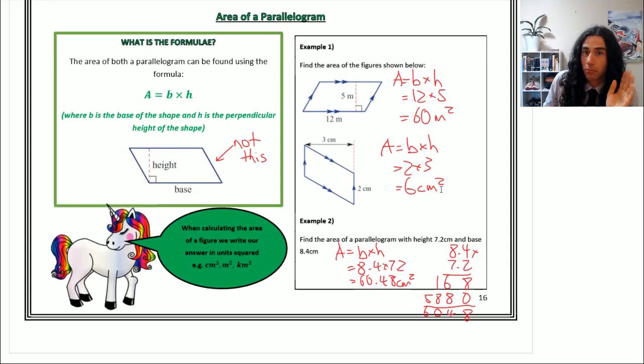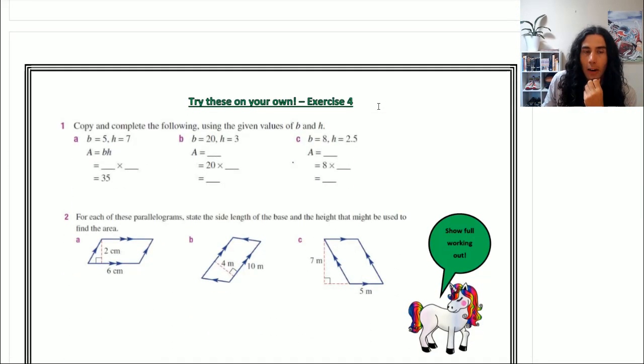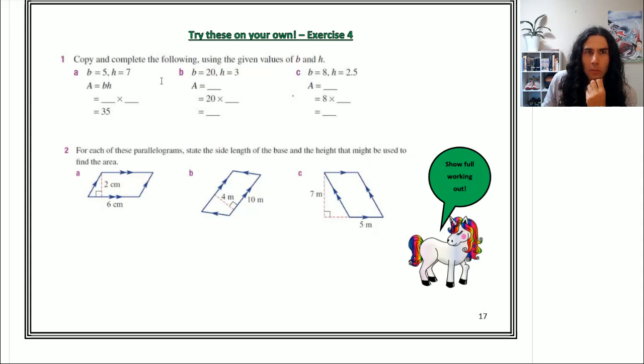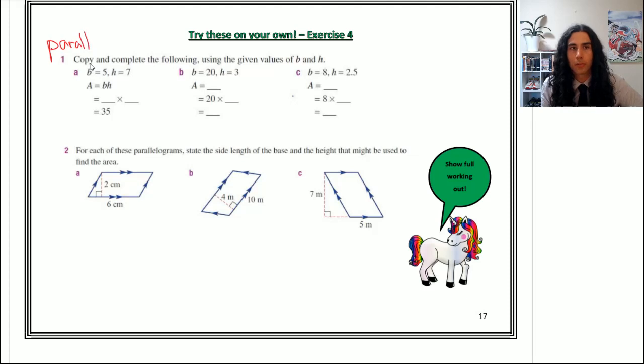I'm scrolling down, so just give you a moment to pause. Here I go. All right, so these ones here, complete the following. They haven't given us the parallelogram, but these are all parallelograms for question 1. They've given you the base and the height, so all you've got to do is times. Area is base times height. 5 times the 7, 35. They should put unit squared, if you're being really precise.